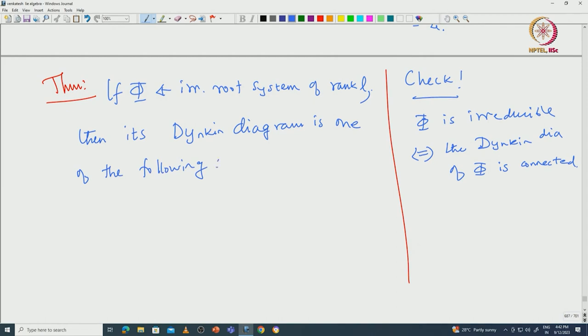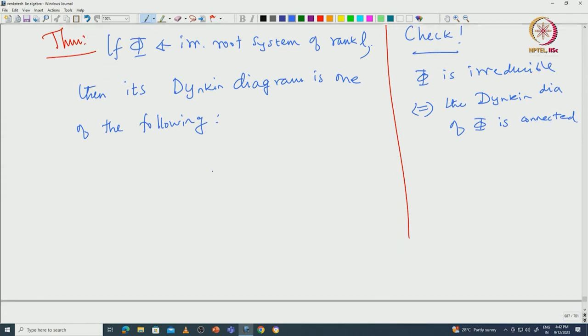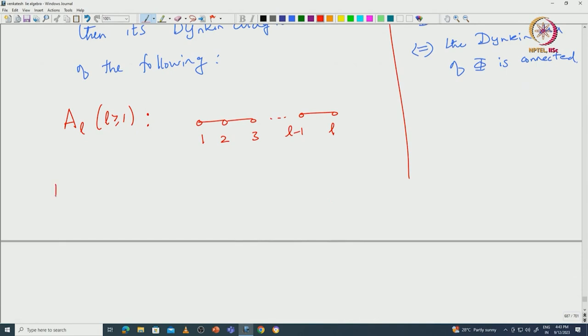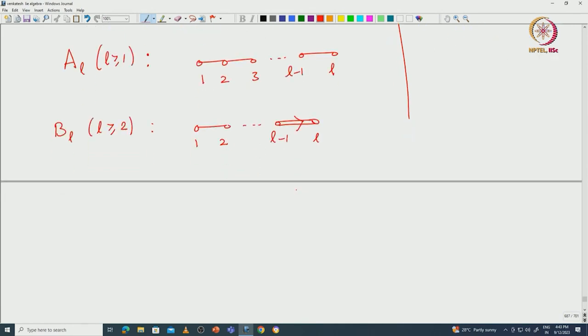So what are all the possibilities? Let us see. The very first type is called AL, where L is greater than or equal to 1. This is just the path 1, 2, 3, up to L minus 1, L. So this is the diagram. Then we have what is called BL, where L is greater than or equal to 2. This starts from 1, 2, etc., where the last part is L minus 1, L, and the arrow is pointed from L minus 1 to L.